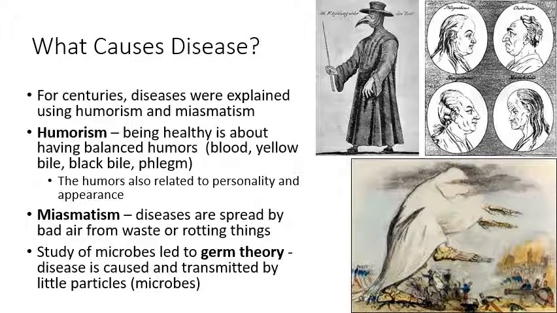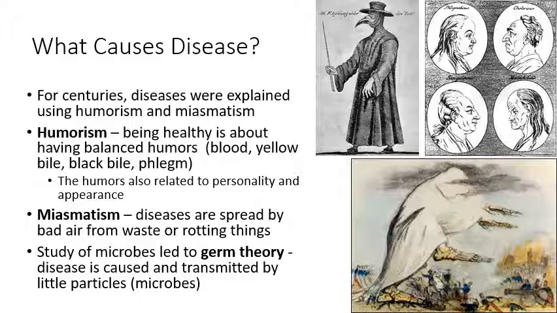So the next question that microbiology was used to answer is, what causes disease? Again, for many centuries since the Greeks, there were these ideas about where disease comes from. The two main ones were humorism and miasmatism. Humorism is the idea that health is about balanced humors, and the humors are just these four body fluids that people thought needed to be in balance in order for you to be healthy.